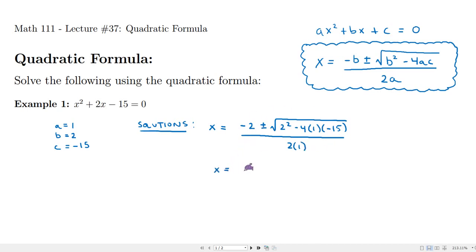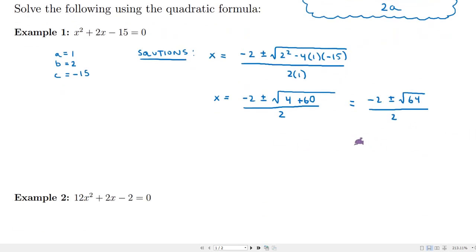So we have x is negative 2 plus or minus the square root of 4 minus, and that's negative 4 times negative 15, so this will actually be positive 60, divided by 2. So this is negative 2 plus or minus the square root of 64, and 64 is a perfect square. The square root of 64 is 8. So we're going to be able to simplify this a little bit more. So we have x is negative 2 plus or minus 8 over 2. So that's negative 1, dividing by 2 in both of these, plus or minus 4.